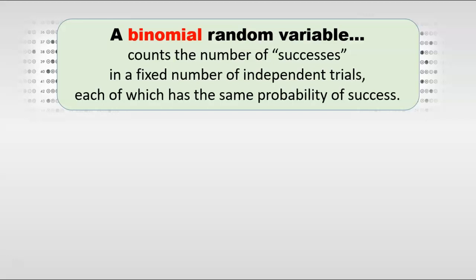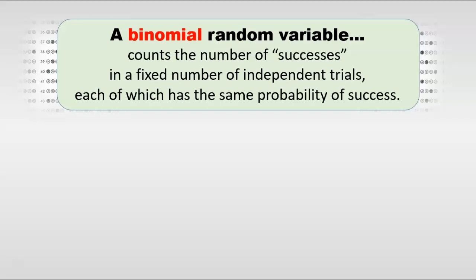Yes, that's a bit of a mouthful, but we can make sense of it by relating it back to our multiple choice example. In that example, we had 5 independent trials, namely 5 instances in which we guessed the answer to a multiple choice question. Each trial could be labeled either a success, we guess it correctly, or a failure, we guess incorrectly. And in each trial, the probability of success was the same, 0.2 in fact. Finally, our random variable counted the number of successes we had in the 5 independent trials. Hence, x is indeed an example of a binomial random variable.